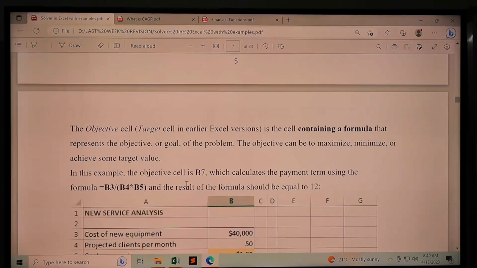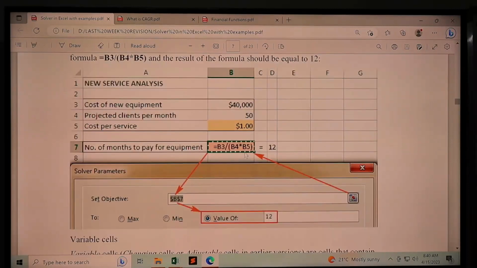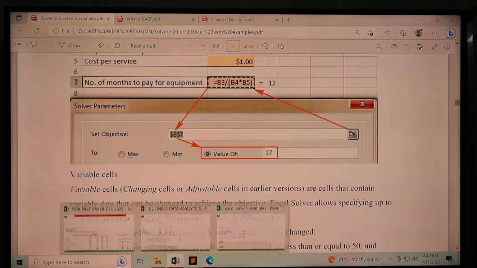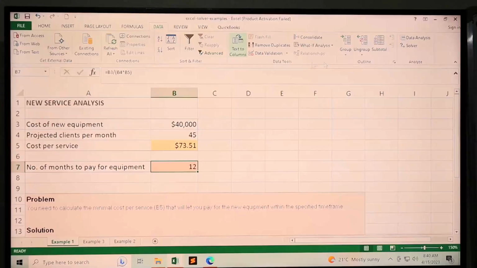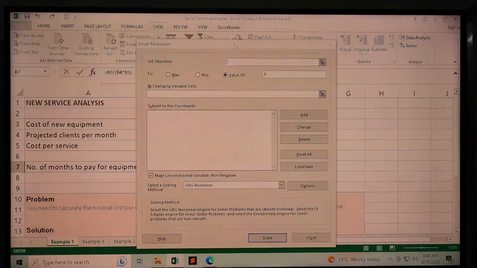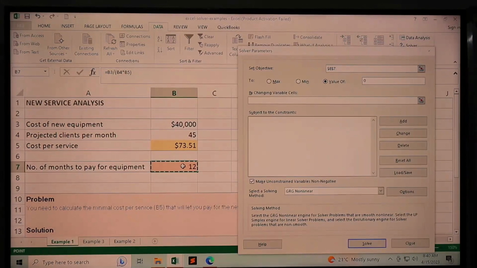It was 12 months. How do you minimize that? So in this example, the B7 calculates the payment term using this formula, and the result of the formula is 12, which you have already found there. That is what you are going to set in our objective. So we just click on the Solver the way we did. Then from there, you click on Set Objective and click on the cell that has the formula, the formula that has the goal.